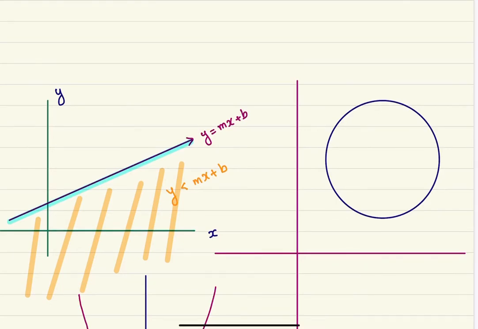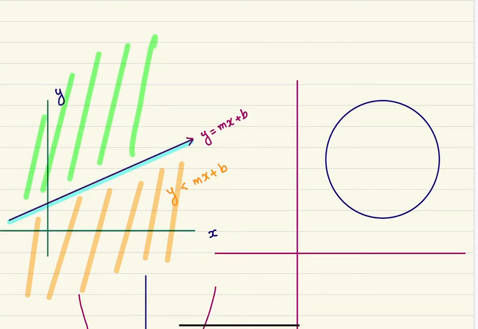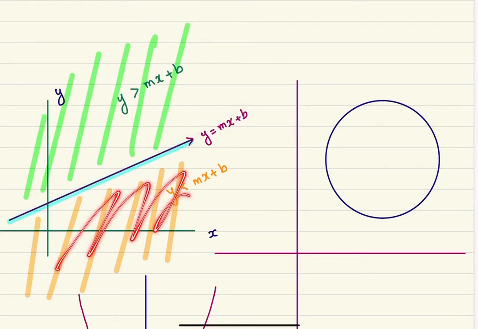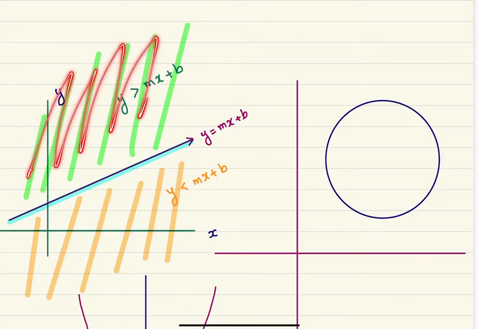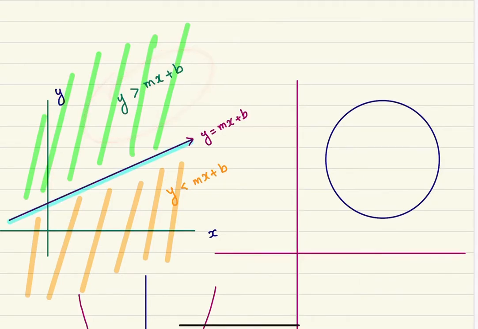Anything on top of that line would be y greater than mx plus b. So you have a line here that is y equals mx plus b. Anything below would be y less than mx plus b, and anything above that line would be y greater than mx plus b.